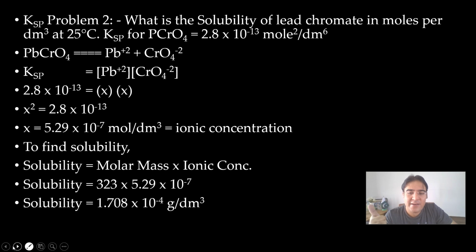So type 1 is about finding Ksp from solubilities. Type 2, finding solubilities from Ksp, and type 3, to determine whether a solution will precipitate or not. There we go. Let's try.